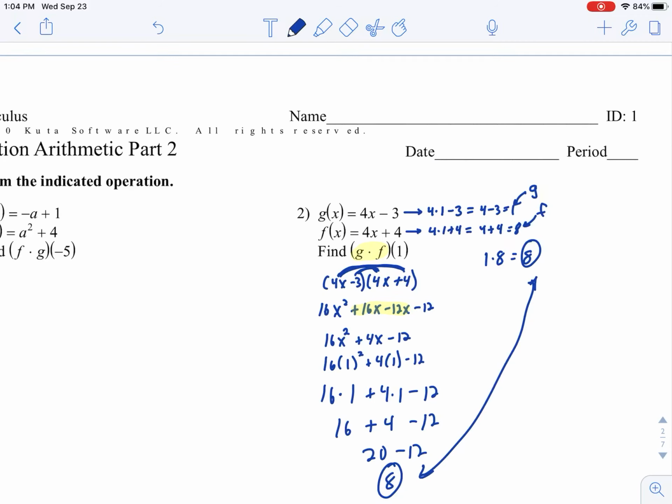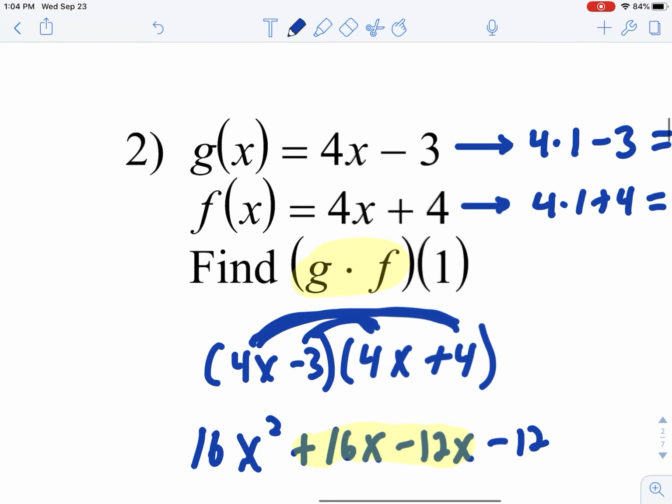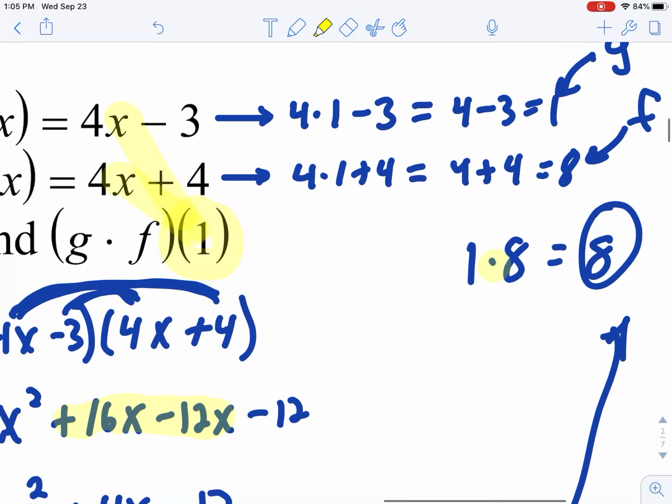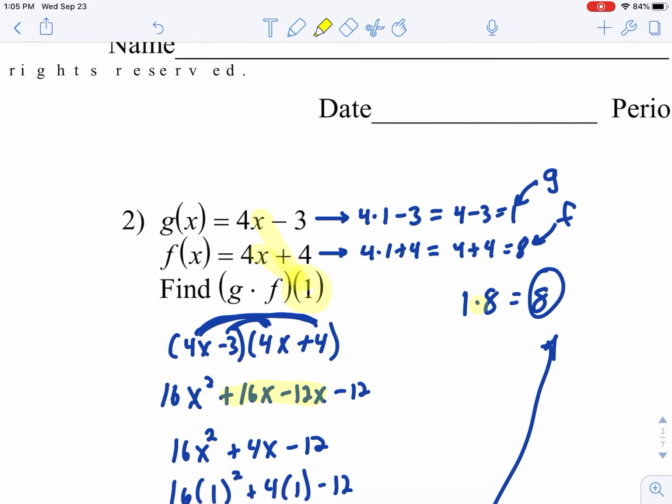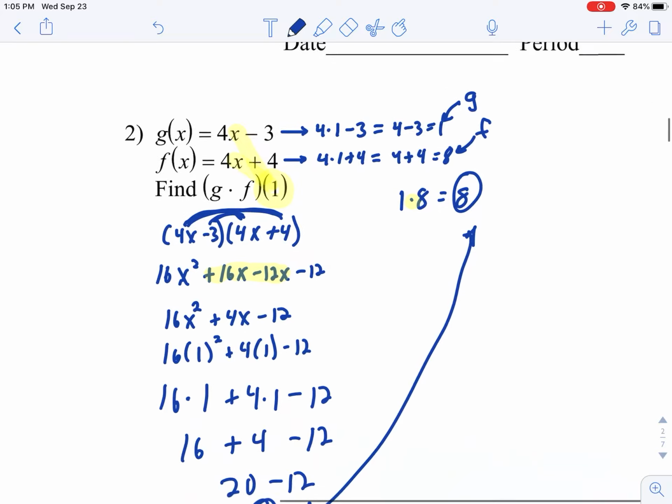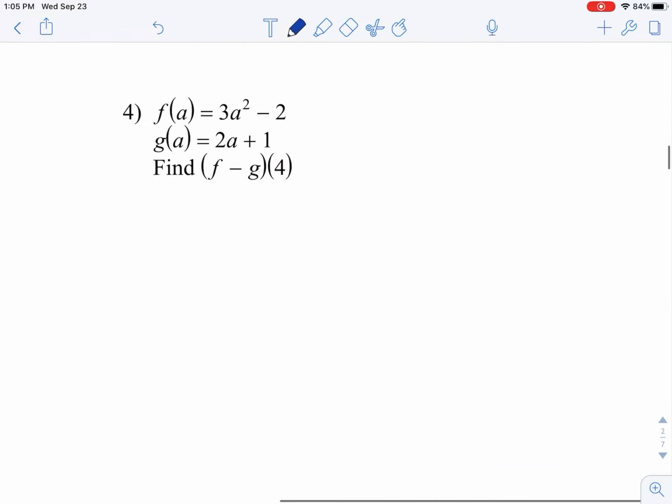but a lot less work. So your choice is to do the operation first, then plug in the number, or plug in the number first, then do the operation. That second way, I think, is almost always going to be the easier way. So that's how I'm going to do the rest of my notes.